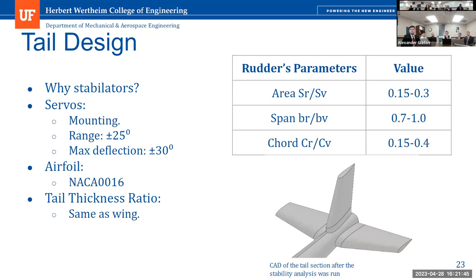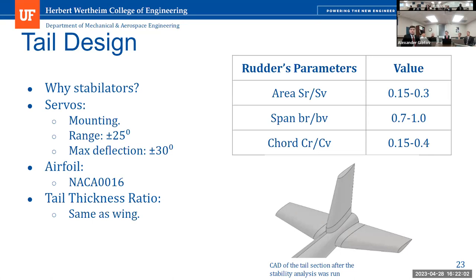Also, stabilators are lighter and will be easier to manufacture since there are fewer parts involved. One of the disadvantages is that they will make the plane more challenging to fly. But since we have an experienced pilot, the disadvantage was discarded.